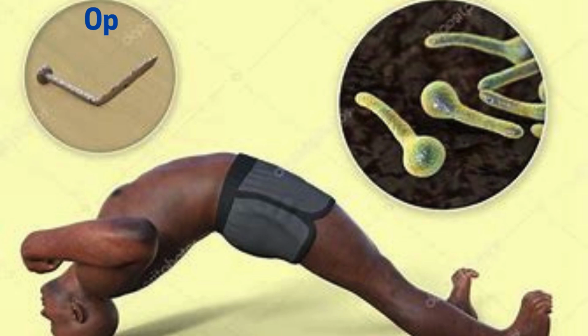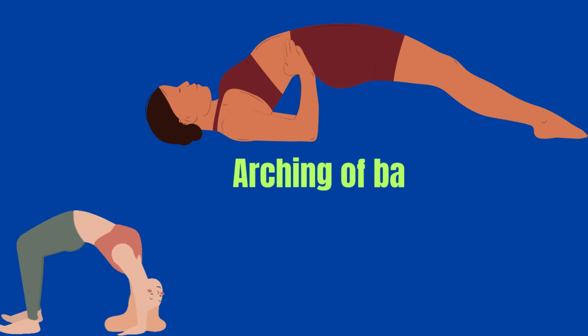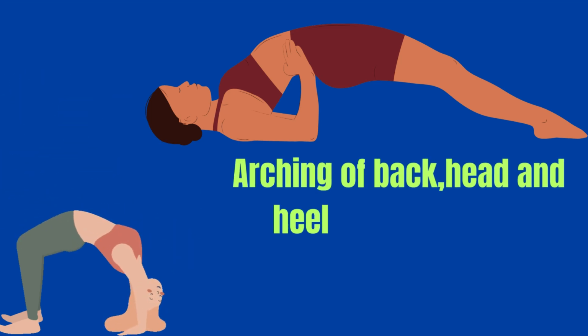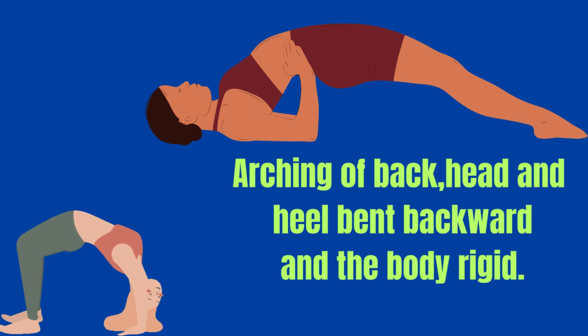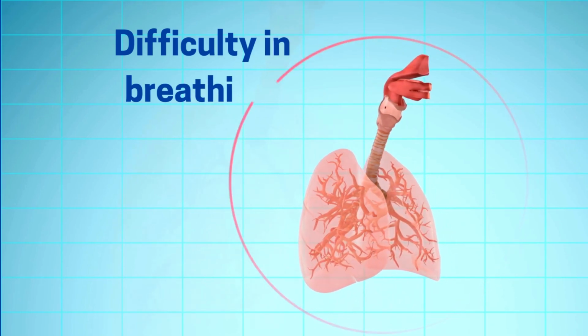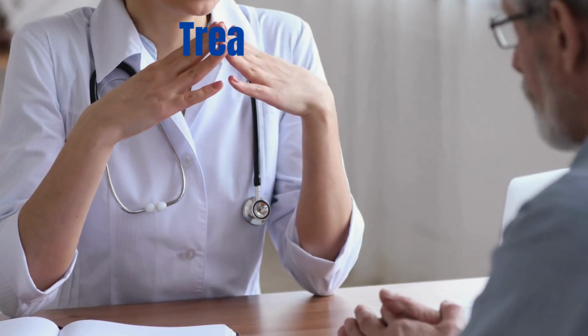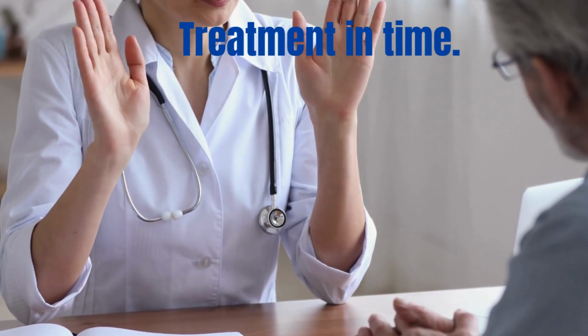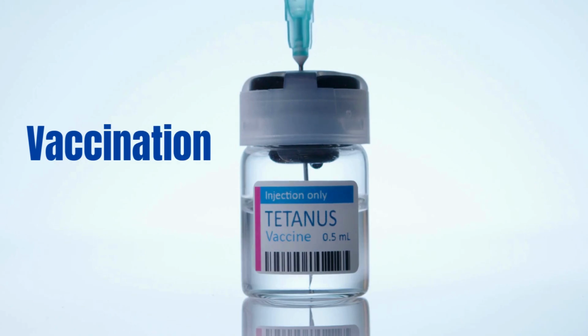Another complication is opisthotonos position due to spastic contraction of the extensor muscles. It is characterized by arching of back, with the head and heel bent backward and the body rigid. Respiratory muscles paralysis may cause airway obstruction and difficulty in breathing, so tetanus needs to be treated in time, otherwise it may be fatal. The prevention as well as treatment of tetanus is vaccination.